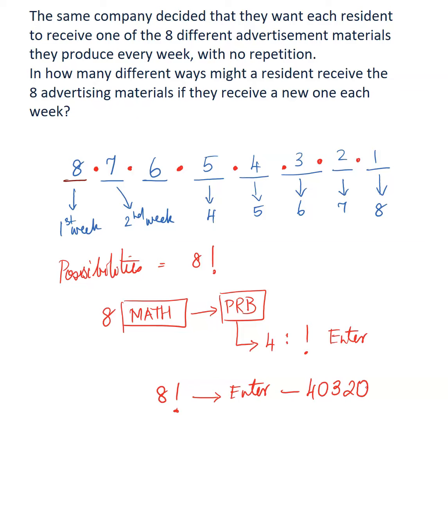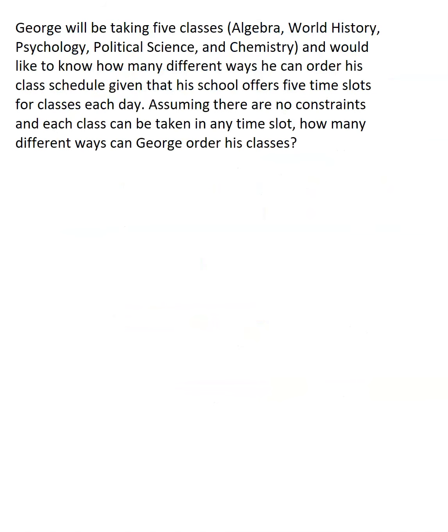But you can see that's cumbersome. So if you recognize the factorial situation there, it's better for you to use the calculator on that. In our next example, George will be taking 5 classes: algebra, world history, psychology, political science, and chemistry, and would like to know how many different ways he can order his class schedule, given that his school offers 5 time slots for classes each day. Assuming there are no constraints and each class can be taken in any time slot, how many different ways can George order his classes? Well, we have 5 time slots for these classes.